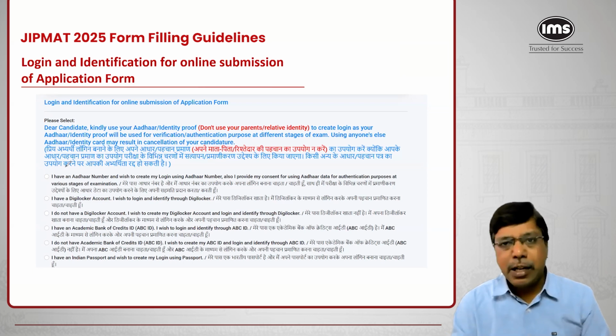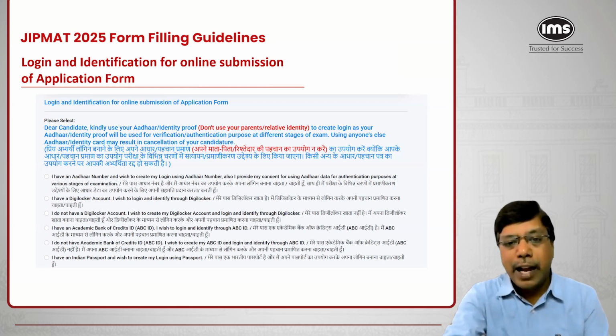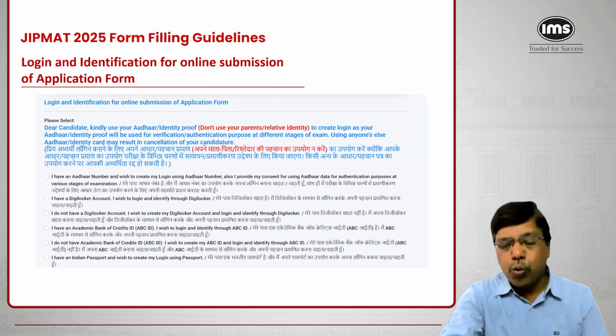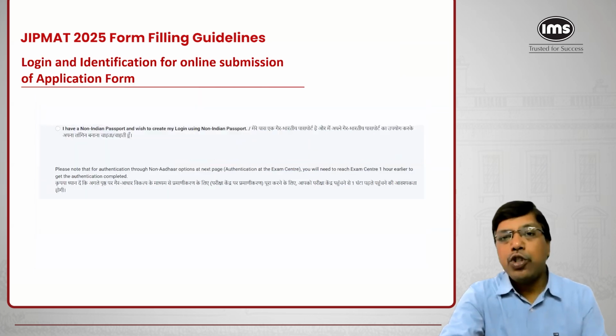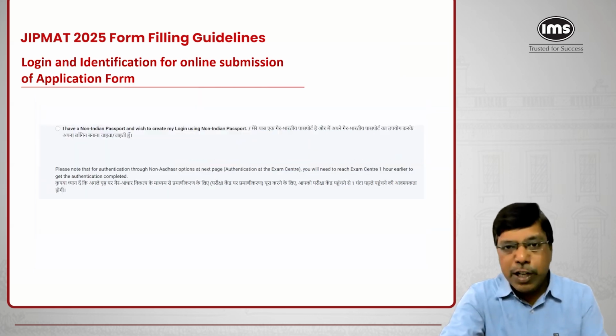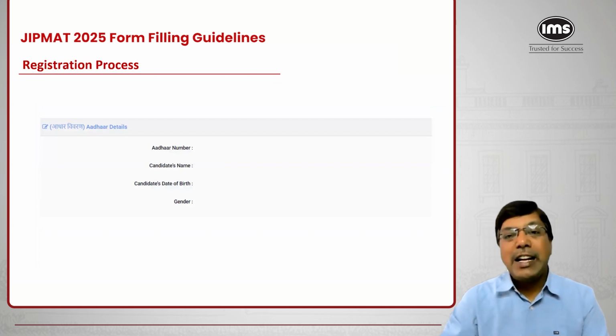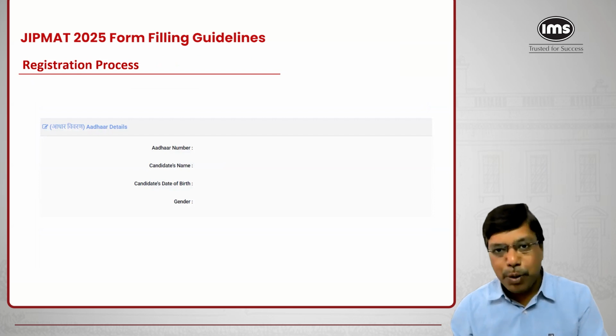In case there are any issues with your Aadhaar and you want to choose other choices, you can very well. There is also an option to create an account or to register for the exam using your passport as well. Now, once you choose any of these options, let's say, for example, you have chosen Aadhaar based registration, then you'll be asked to enter your Aadhaar number and enter the OTP that is received on the registered mobile number.